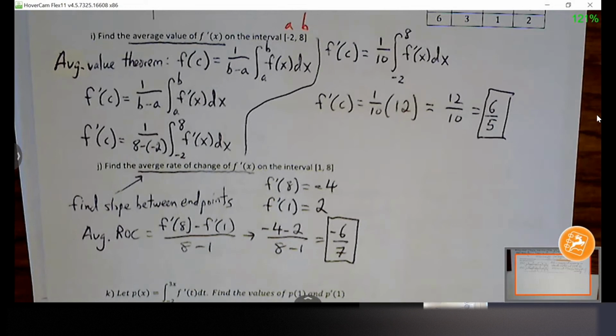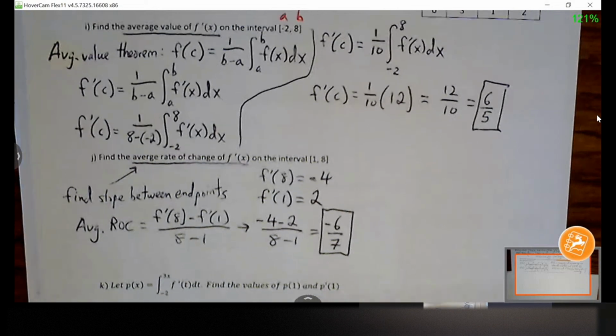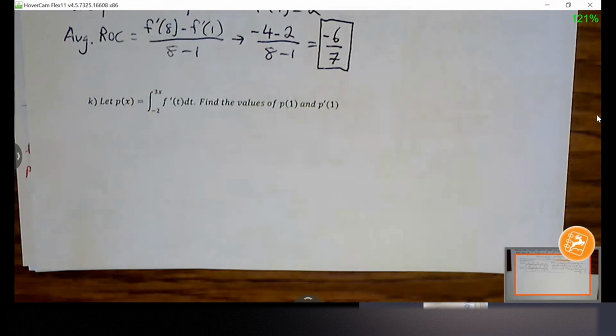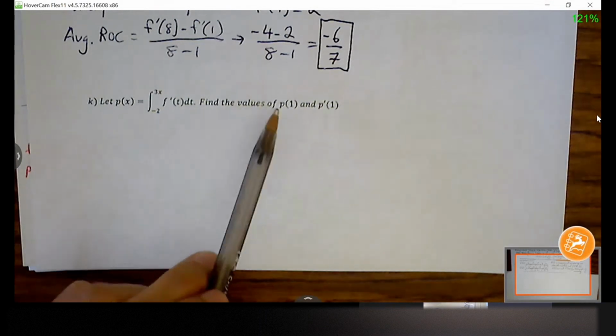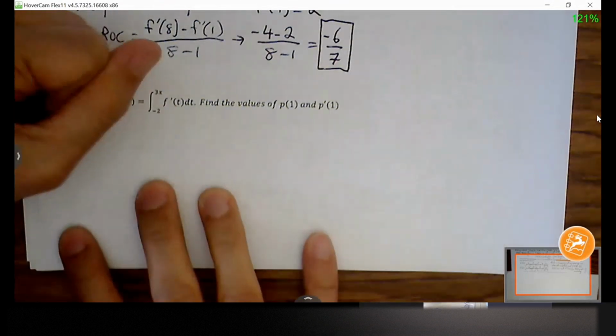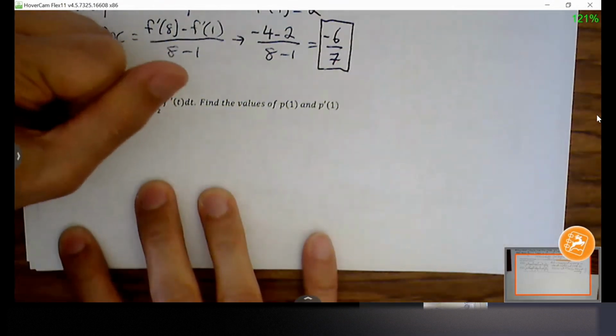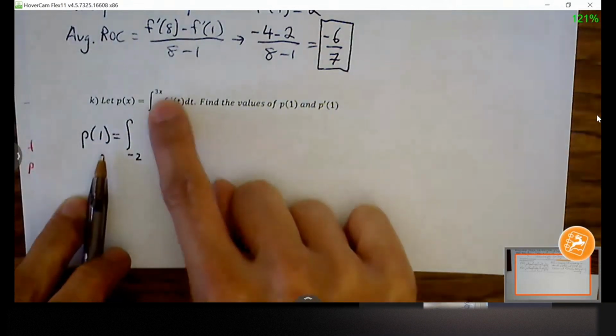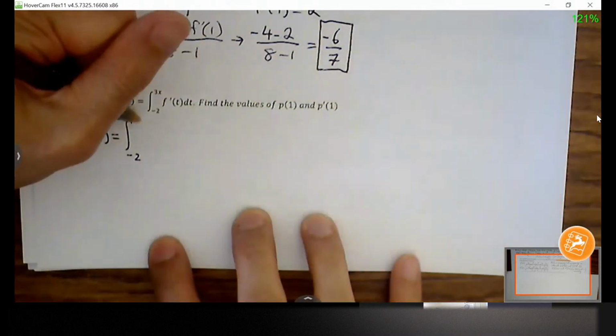All right. Last one, part K. Find the values of P of 1 and P prime of 1. Okay, let's start with the easier one. P of 1, we're just entering this into the formula. Replace 1 in for x, -2 to 3.